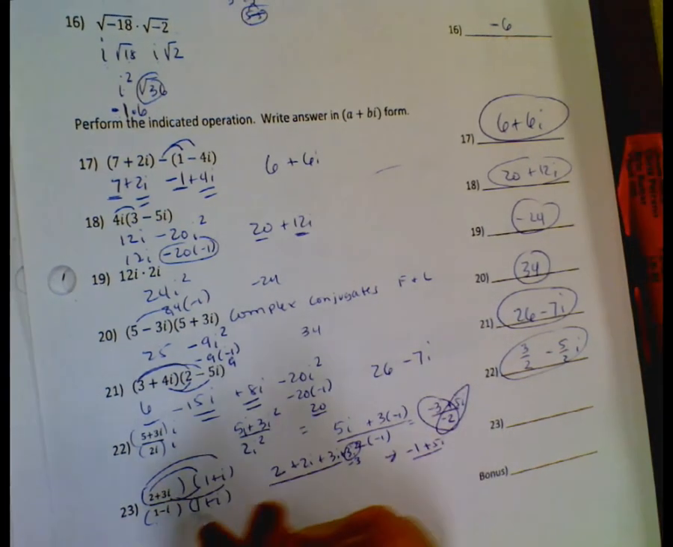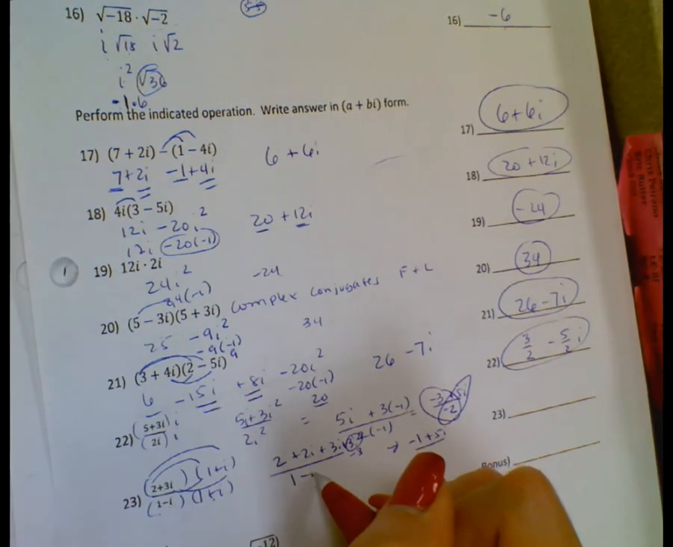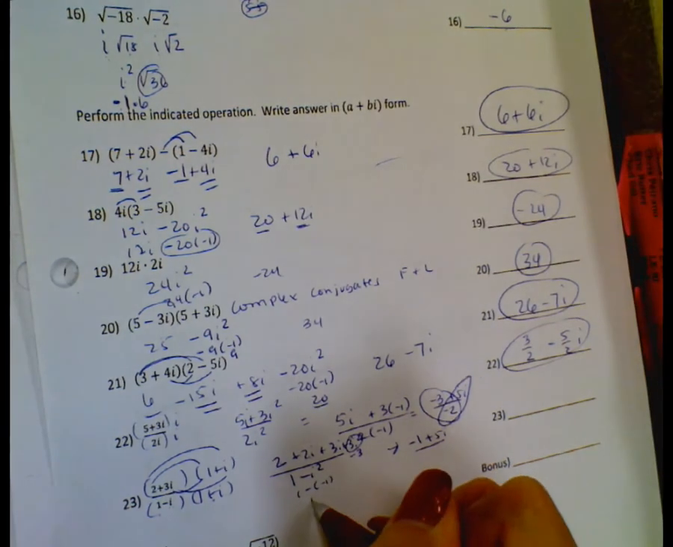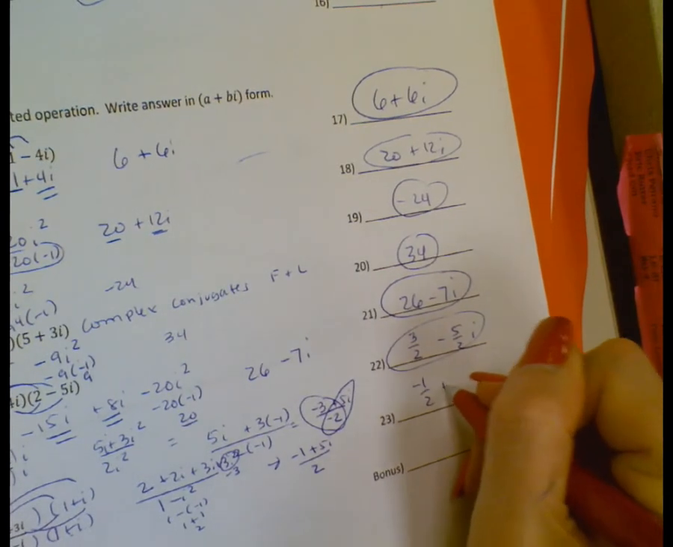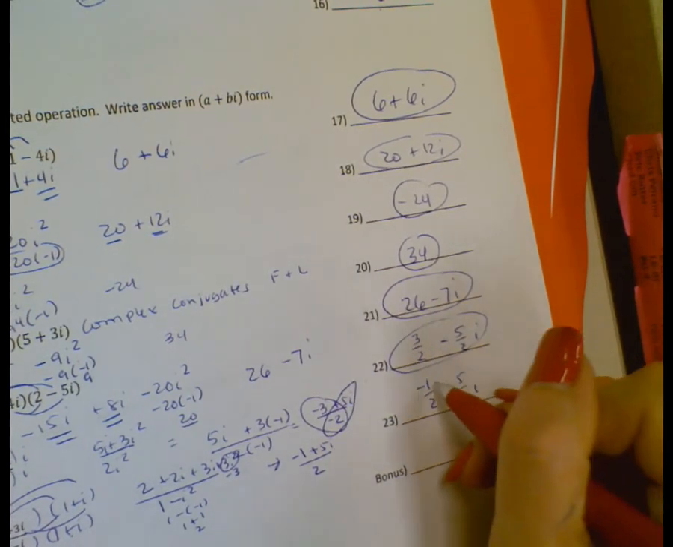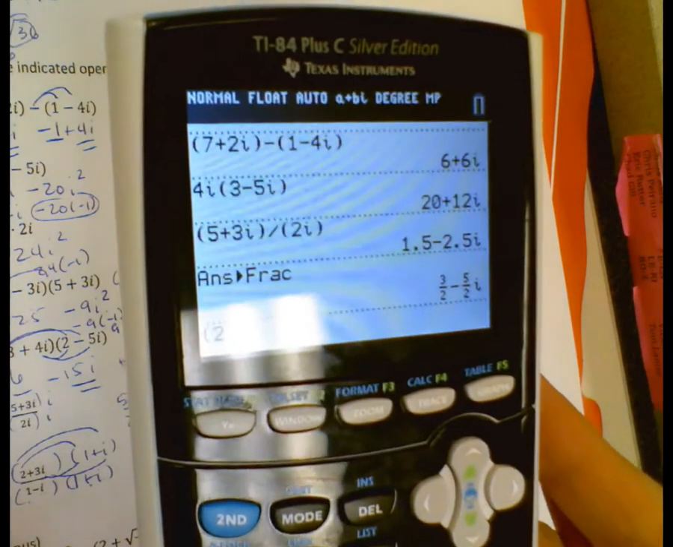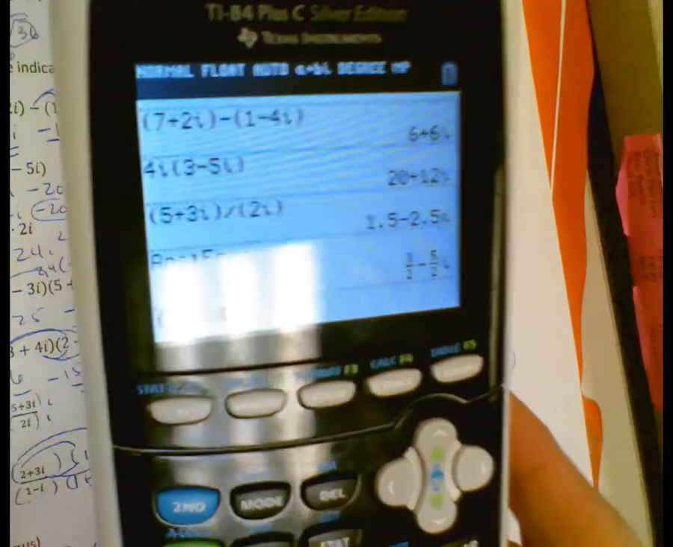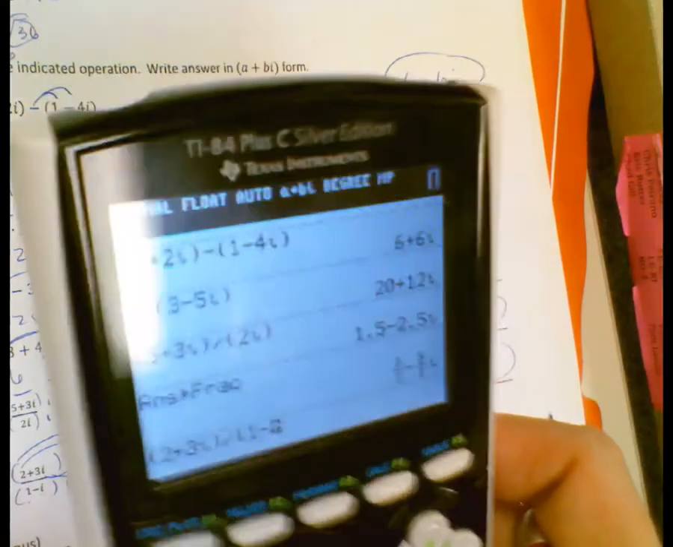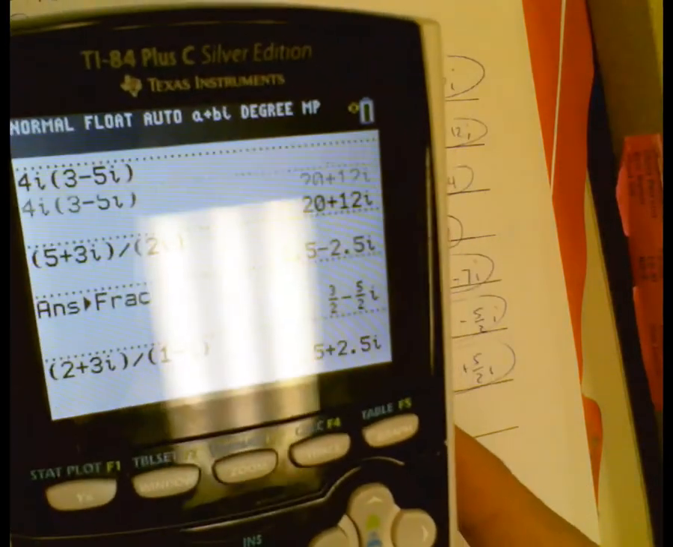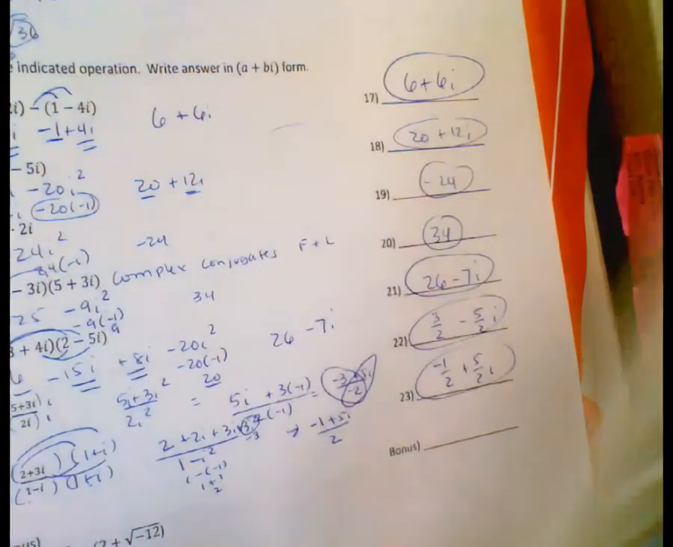Bottom, 1 times 1 is 1. You don't need to do first and last because they're conjugates. Negative i times i is negative i squared, which is 1. 1 plus 1 is 2. So the bottom number is 2. So this is negative 1/2 plus 5/2 i. On the calculator, if we're doing this problem, again, we need parentheses. 2 plus 3i divided by parentheses 1 minus i equals math, enter, enter. Negative 1/2 plus 5/2 i.